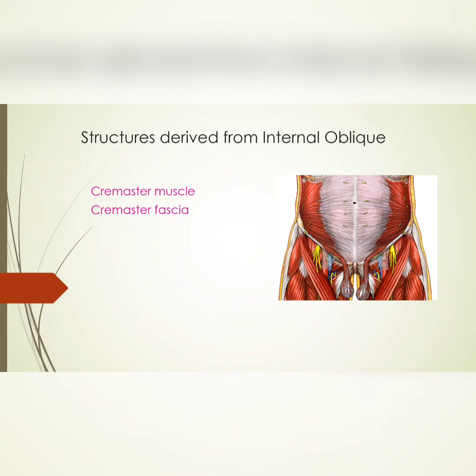If so, please keep in mind that the cremasteric muscle is derived from the internal oblique muscle. Apart from this, there are two more modifications or structures derived, that is the conjoint tendon. I'll show you the diagram. Also, the internal oblique aponeurosis helps in the formation of the rectus sheath.